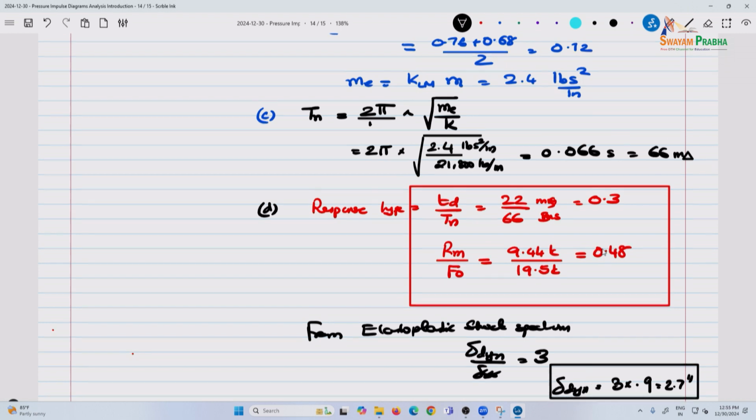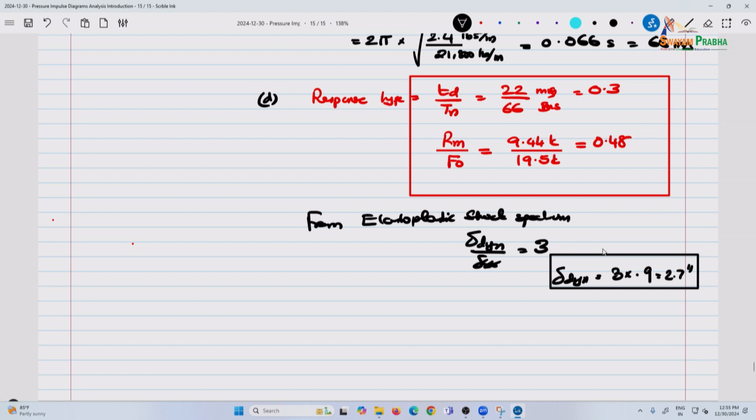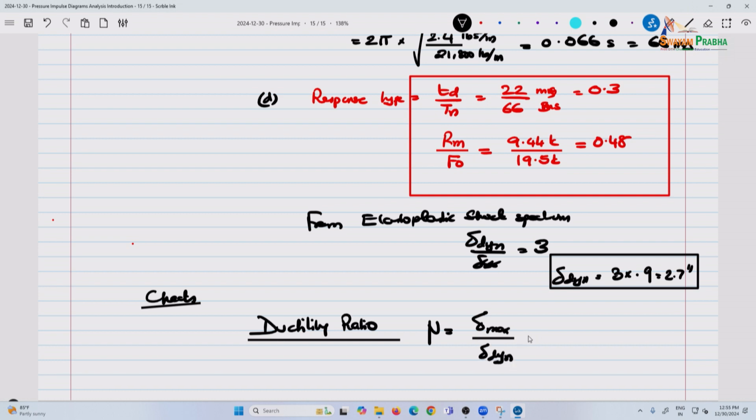I know I'm cutting into your lunch time, but it's almost there. Then a couple of checks. We do the ductility ratio. Mu is delta max by delta E, sorry. So, here although we are calculating the strength, we are still using it as delta E. So, this is 3.